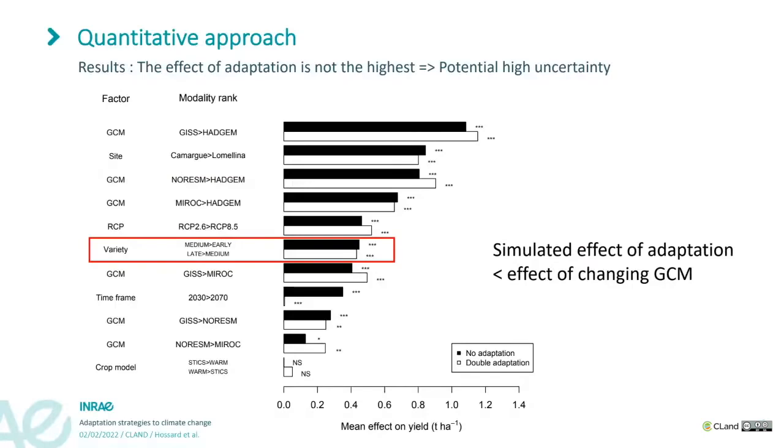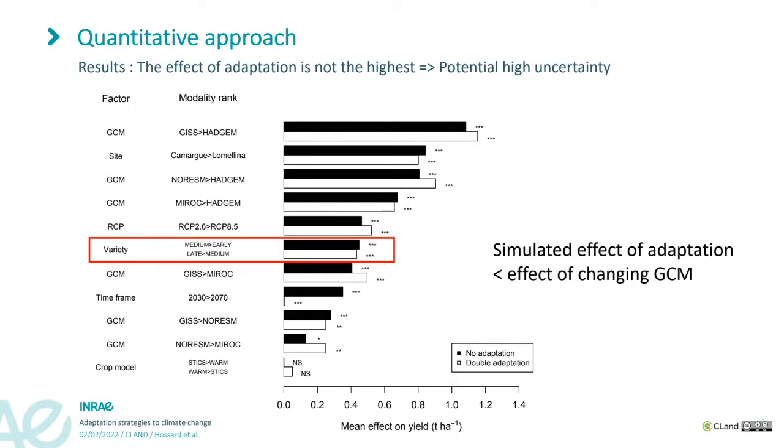Then there was a second question, which was on the uncertainty. And we did an analysis of variance. And what you can see is the results where you have the mean effect on yield of changing some modalities. We had modalities of sites, of changing variety, of GCM. And what you can see here is that variety is not on the top, meaning changing varieties has a lower mean effect on yield than changing GCM.